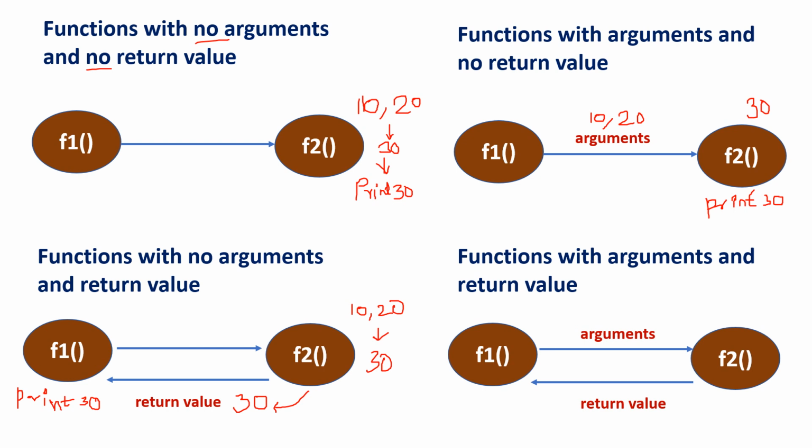In the third scenario, the f1 function is calling the f2 function, but it is not sending any arguments. So the f2 function is reading two values, 10 and 20. It is finding their sum and it is returning the sum value.